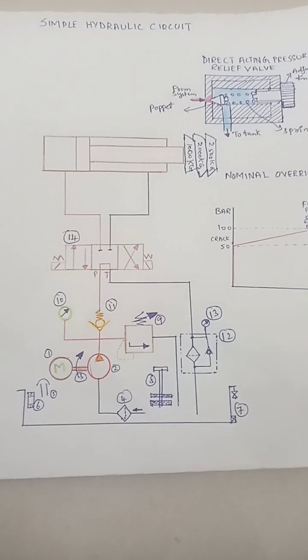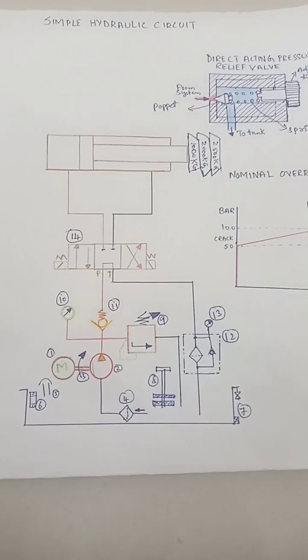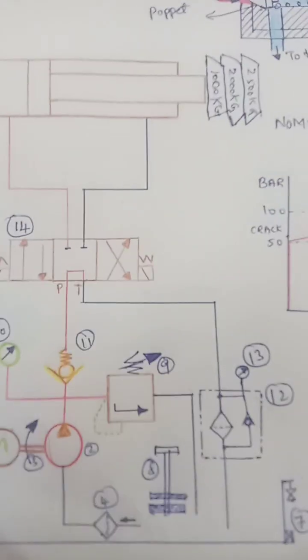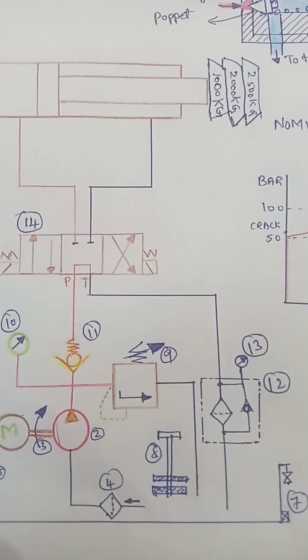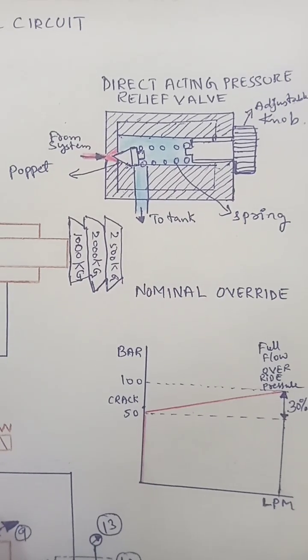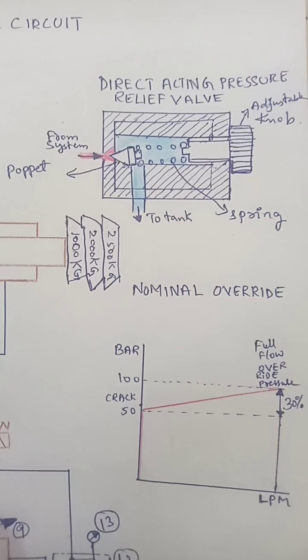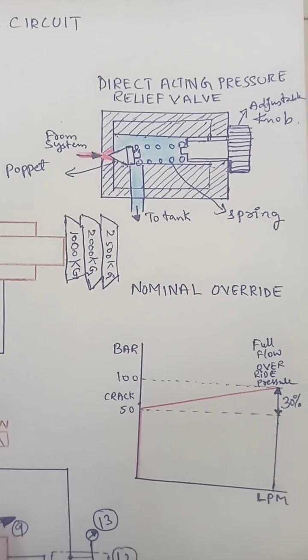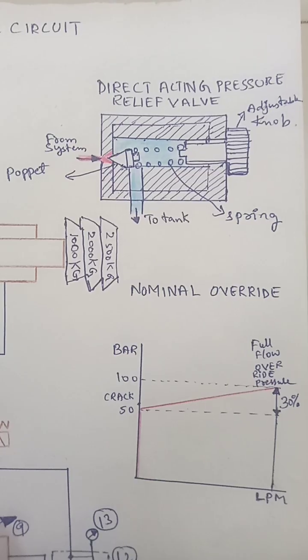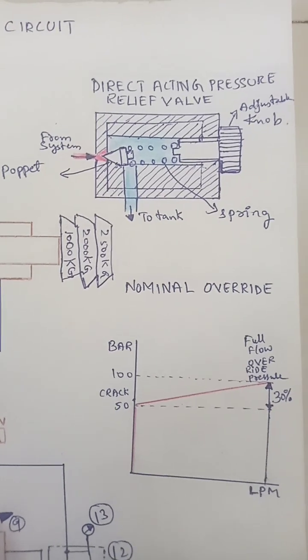I am Moneshwar. Today I have drawn a simple hydraulic circuit to explain the direct acting pressure relief valve. In this circuit, the item number 9 is called the direct acting pressure relief valve. Here you can see the internal construction of this valve, which consists of a poppet, spring, adjustable knob, and there are two ports from system to tank.